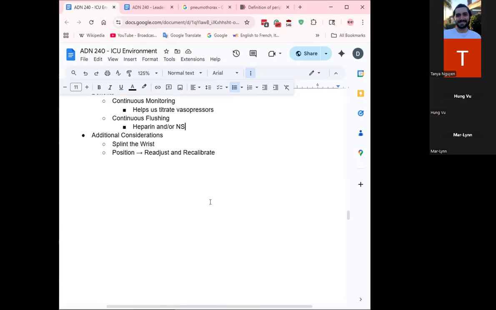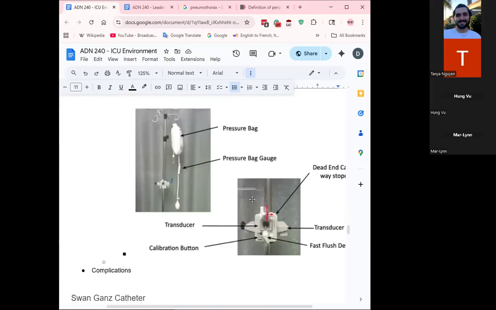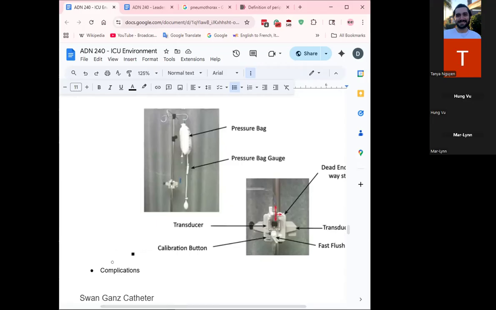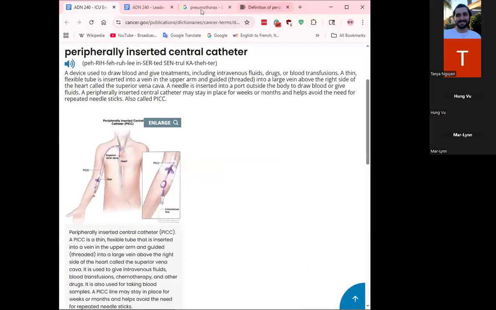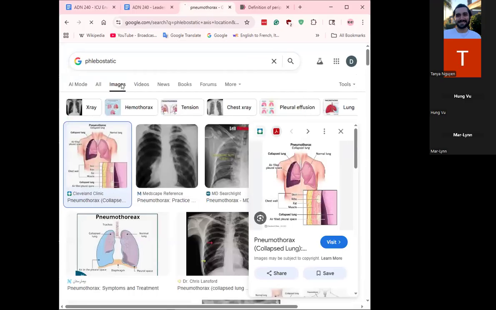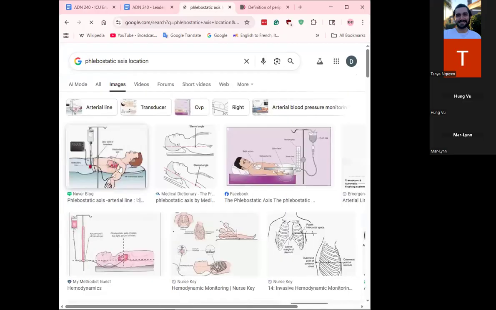So one of the calibrations is done. Here's an example of what that would look like. There's a pressure bag. You don't have to know the specifics of it, but it's set up with a pressure bag and a stopcock here, and this little thing slides up and down on the IV pole, and it needs to be calibrated to their phlebostatic axis. Let me get the picture of it. Phlebostatic axis location, kind of like the midline of their chest.